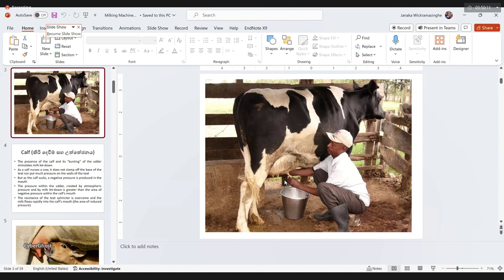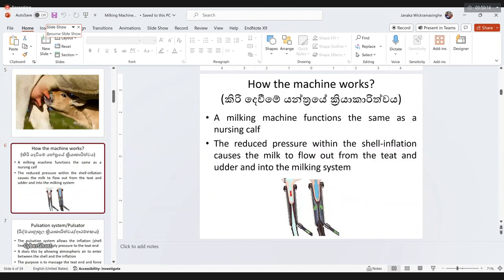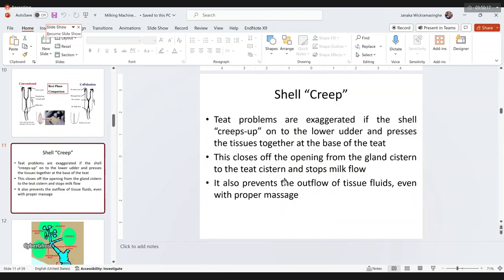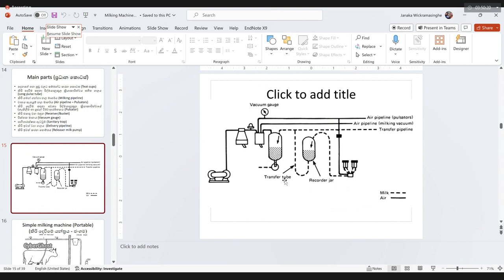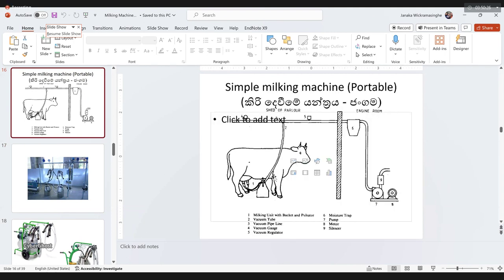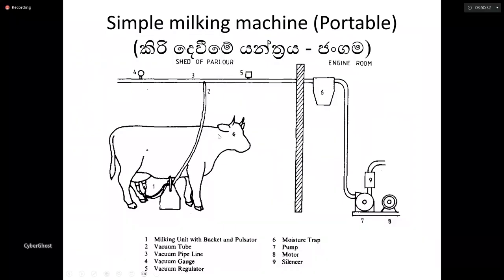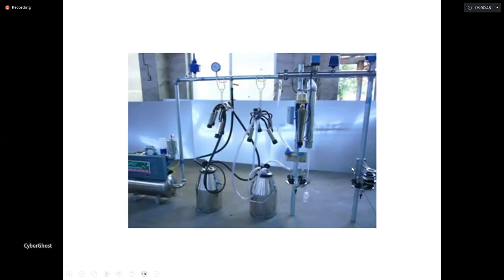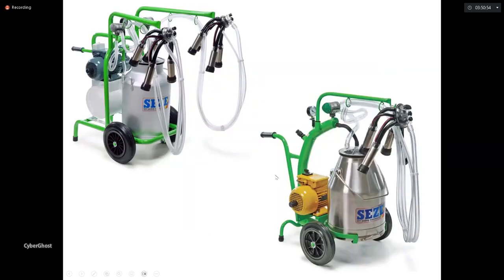I will show you a milking machine as well. These are portable milking machines, a machine milking unit. You can see the cow is connected to the udder, and all the milk comes through these tubes and enters a separate machine. These are the milking machines usually used for milking purposes. These are the portable ones.